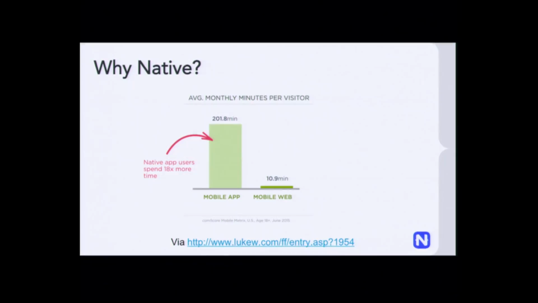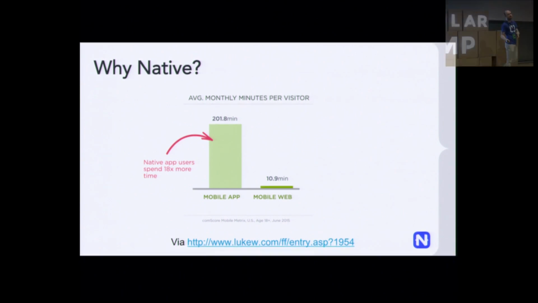All right. So first things first, why native? Like, why would you even bother writing native? I mean, you could build a mobile website, right? The thing is that native gives you this rich and performant experience, right? And if you look at some numbers, you can pretty much see that people spend about 18 times more time on the mobile applications that are written natively than websites.